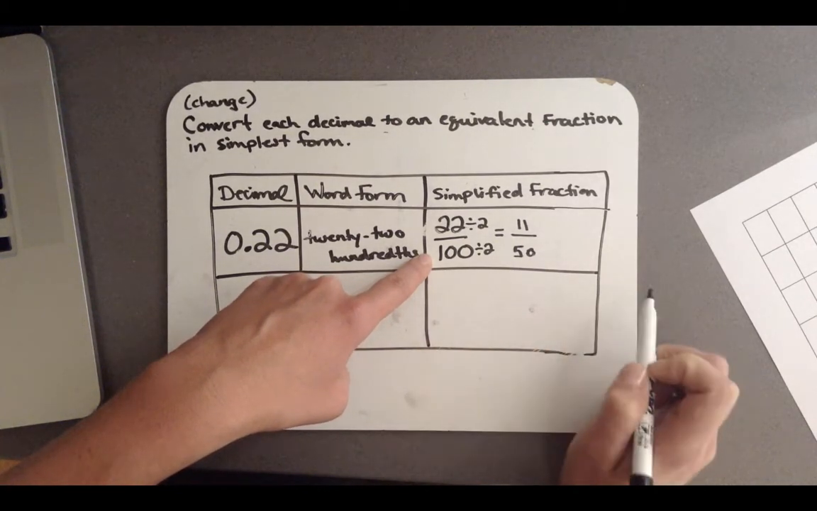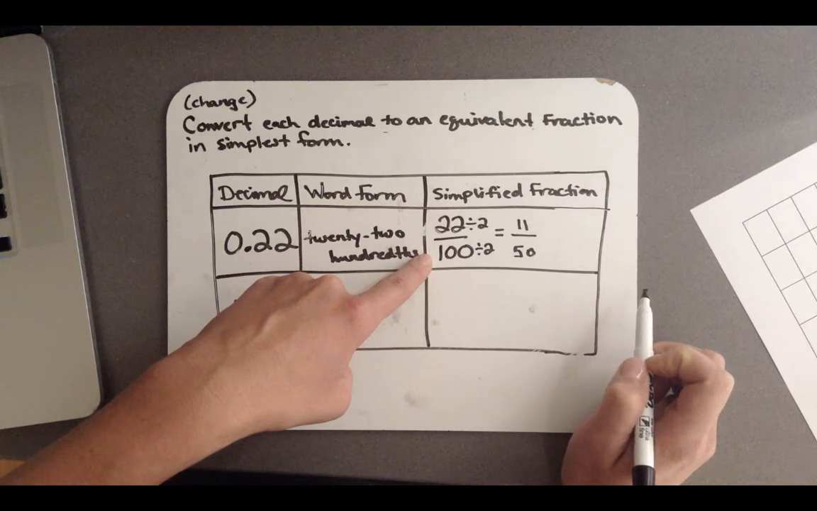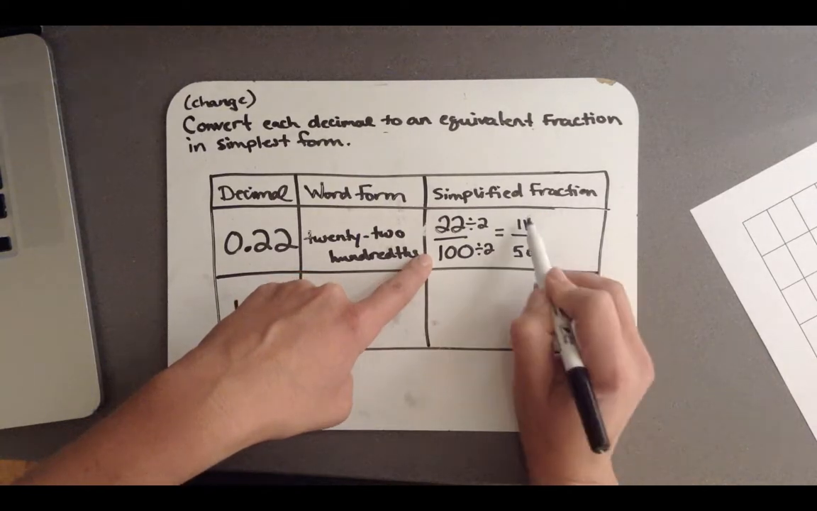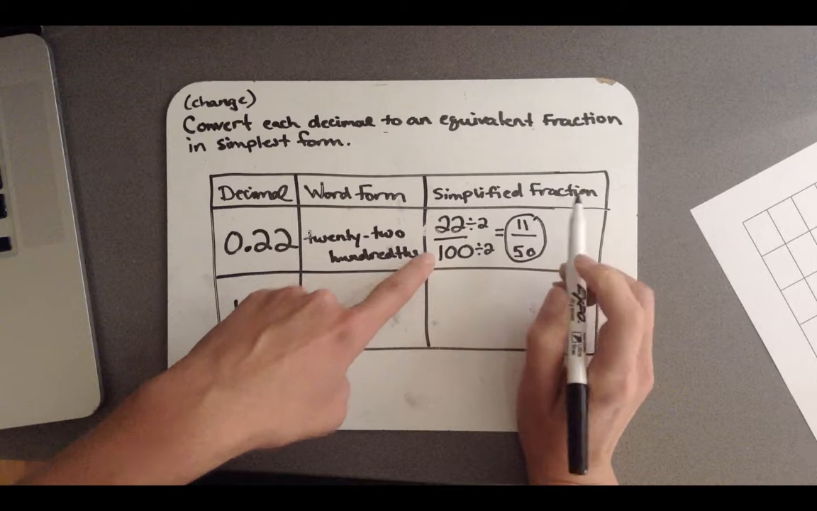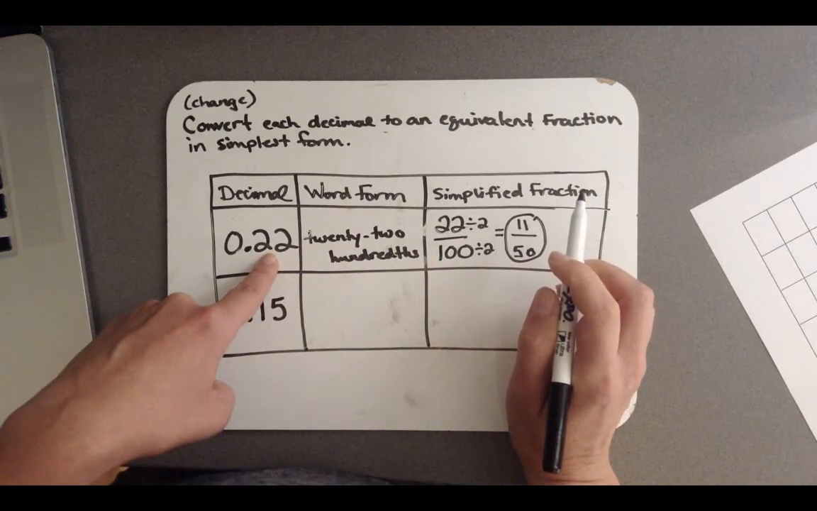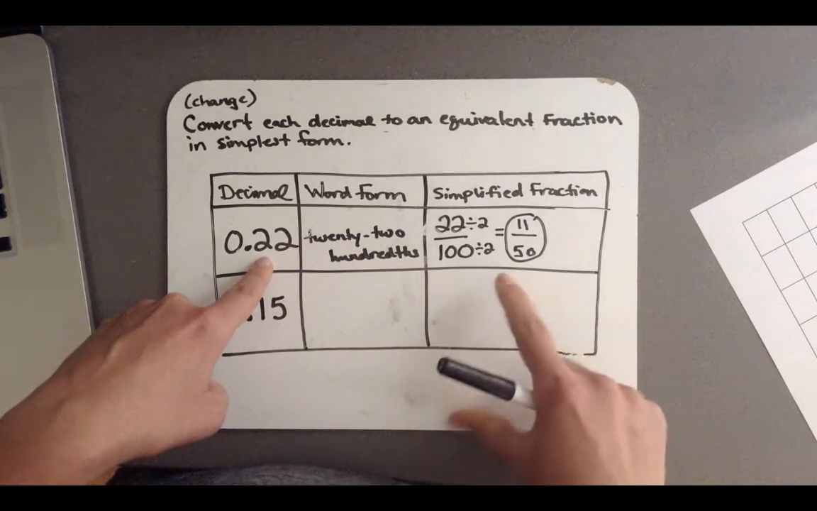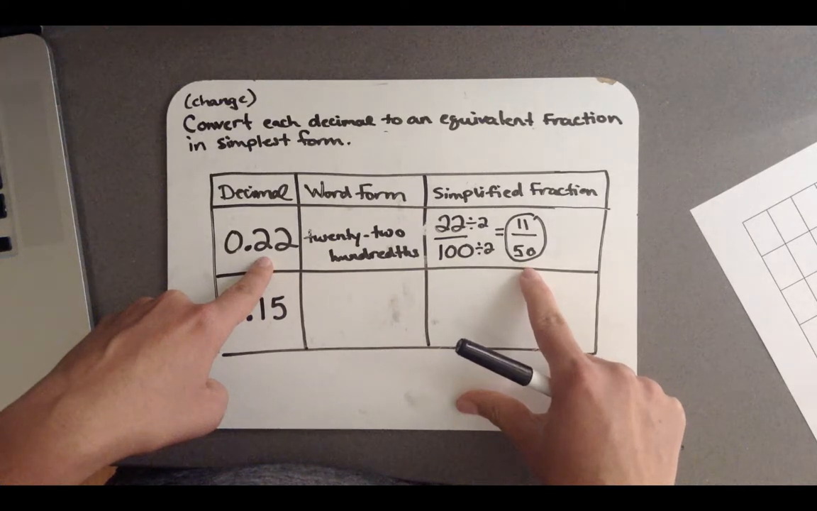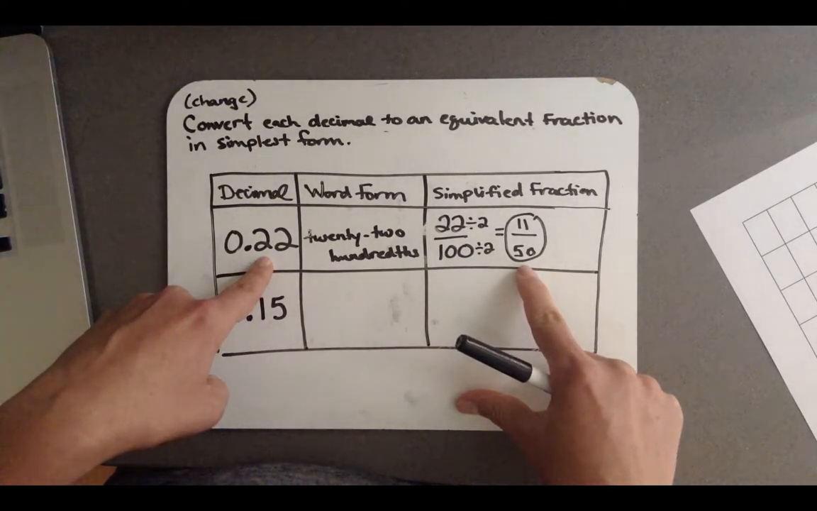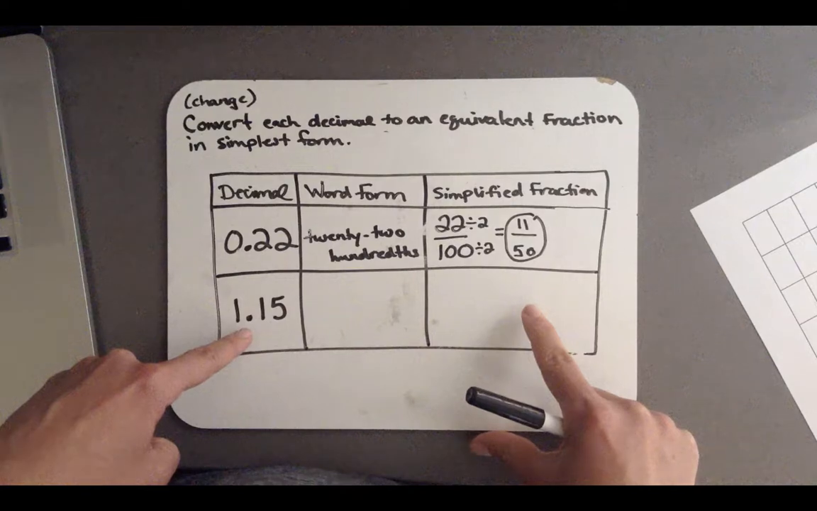Do 11 and 50 share a factor other than 1? No, they do not. So here's the simplest form. 22 hundredths in decimal form right here is equivalent to 11 fiftieths. See how we did that? Let's do the next one together.